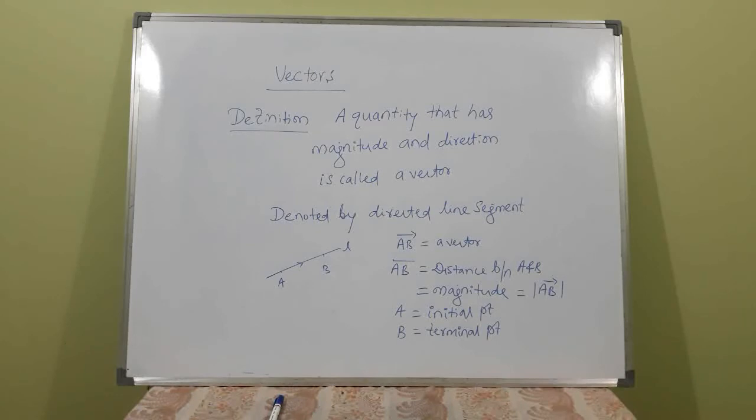These vectors are denoted by directed line segments. In a line, suppose you mark 2 points A and B. The direction is given from A to B, then AB is called a vector. The distance between the 2 points A and B is its magnitude, that is denoted by modulus of vector AB. Vectors are denoted by arrows on their head. A is the initial point, B is the terminal point.